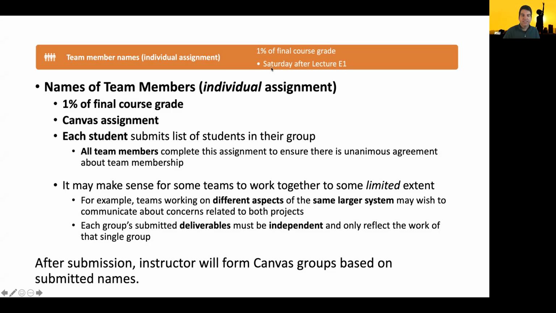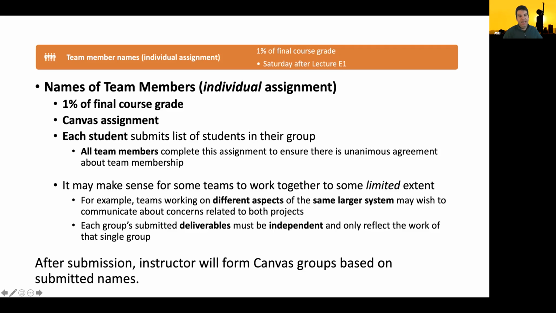After lecture E1, the Saturday after lecture E1, you are going to submit to a Canvas assignment the names of those who are in your group. It's a very simple assignment. You submit it, everyone in the group submits it. That way, when we grade these things, we can make sure that everyone in the group agrees who's in their group. And that's 1% of your grade, done, without really much to do with it.